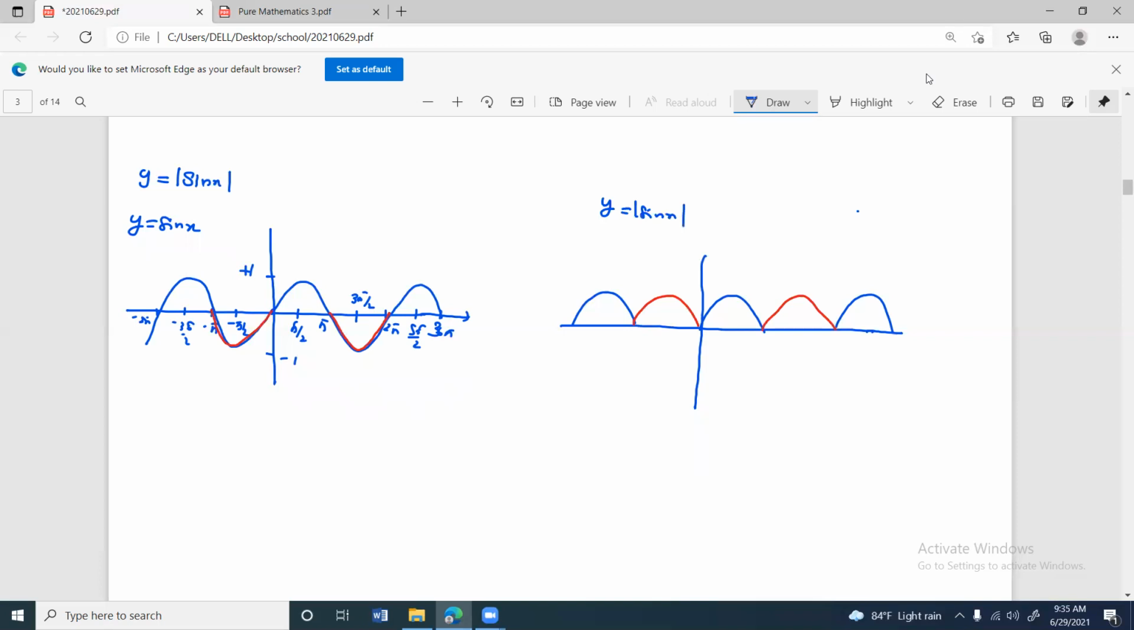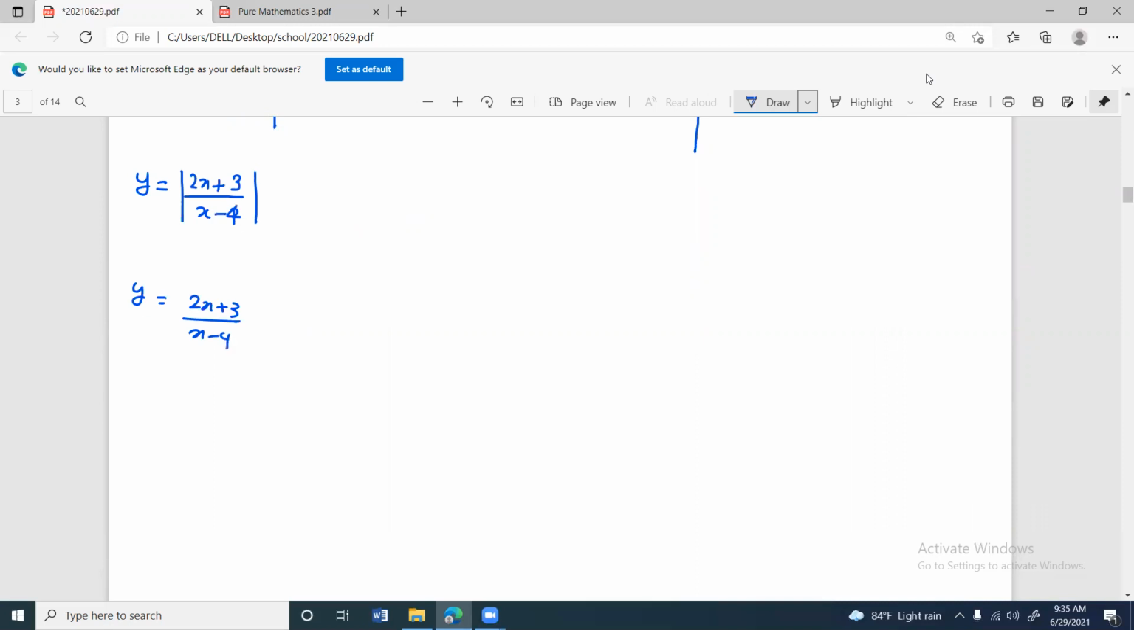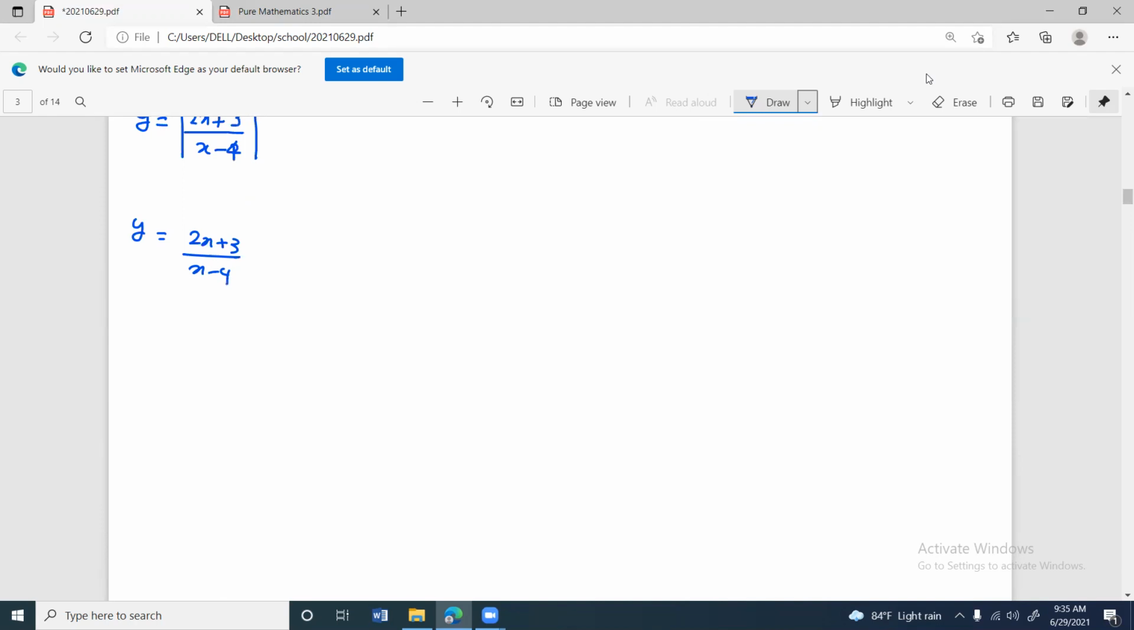Then, yeah, the next one, I'll make one more graph based on this. If it is y equals to modulus of (2x plus 3) over (x minus 4), right. I think initially we need to draw (2x plus 3) over (x minus 4). I hope you can remember how we drew this graph. If you are not familiar, just go to the previous video in this topic. This is, I think, in the functions topic, the prior topic. We were discussing how to draw this graph.